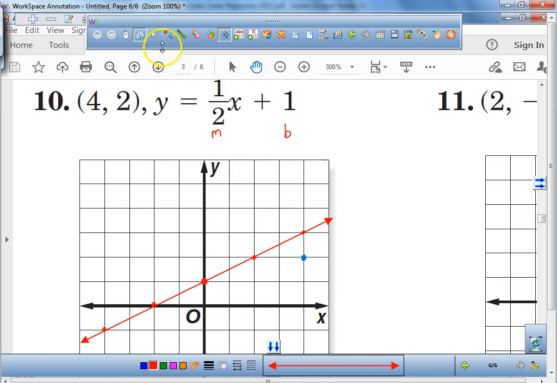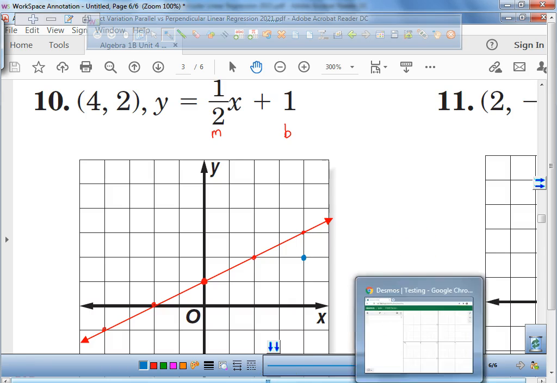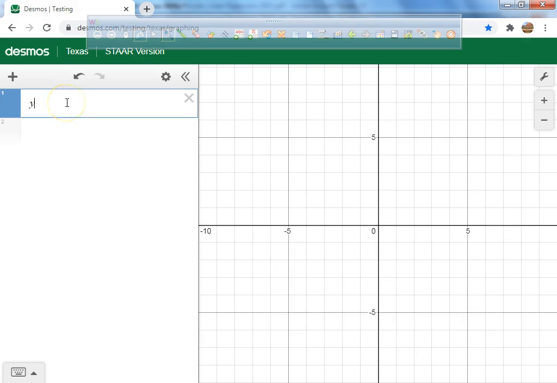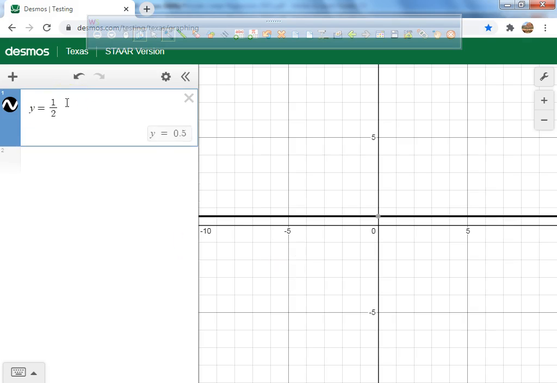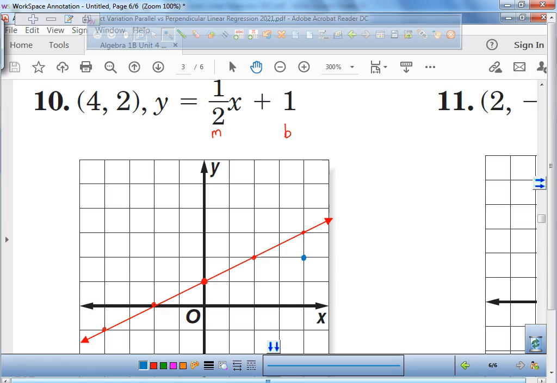Once you've done that and you've plotted the ordered pair (4, 2), I need you to type these into Desmos so you can clearly see that you've done it correctly. Write them down. Get it done. So I'm going to go over here to Desmos. I'm going to type in y equals 1 divided by 2x plus 1. And then I'm going to write down the ordered pair, which was a 4 and a 2. So now that I have that, I'm ready to go.